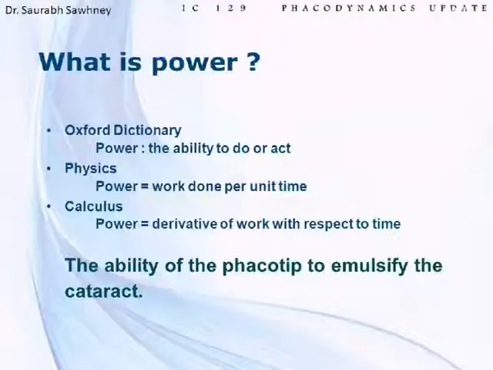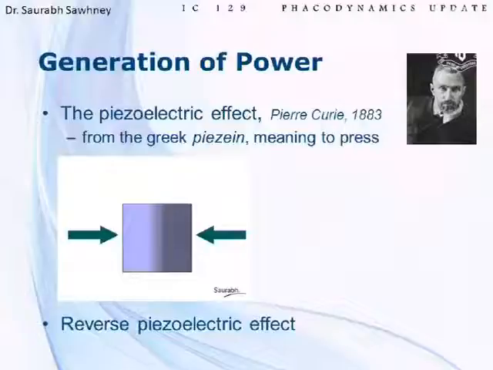The Oxford Dictionary defines power as the ability to do or act. Practically, for us phacosurgeons, power is the ability of the phacotip to emulsify the cataract. The generation of this power goes back a long way.